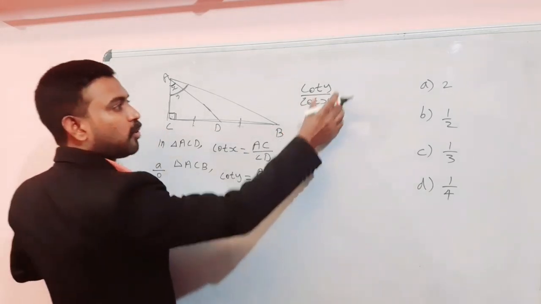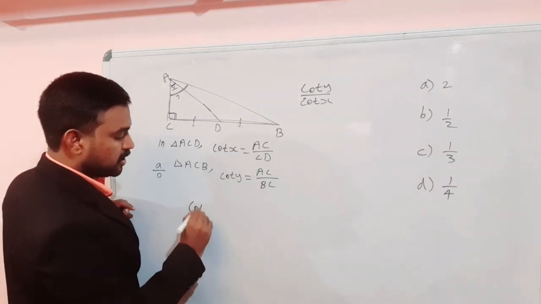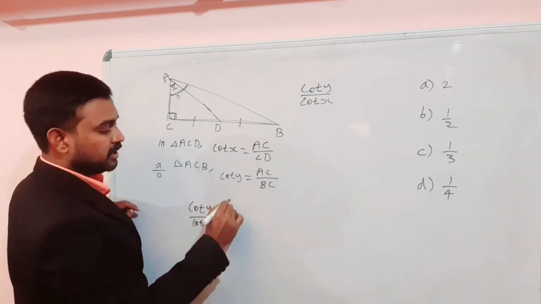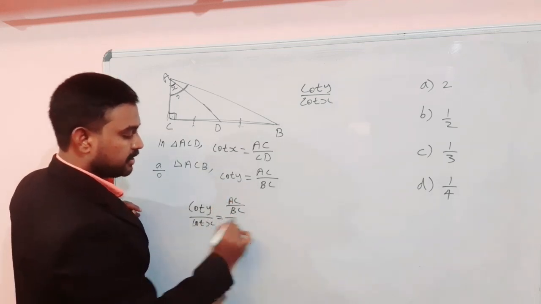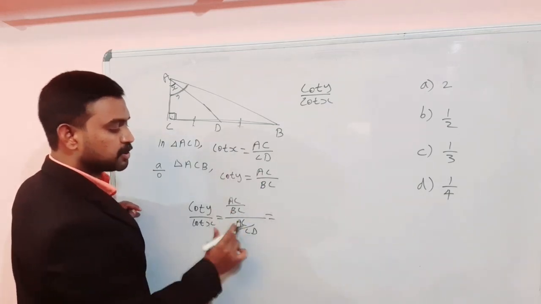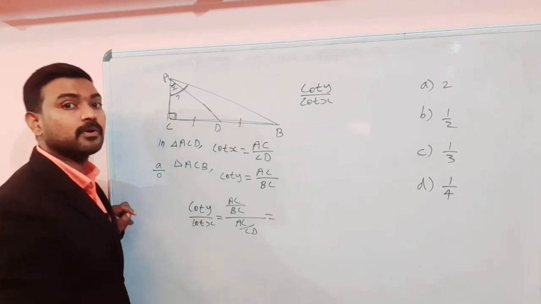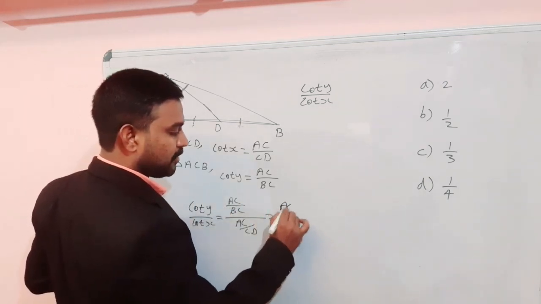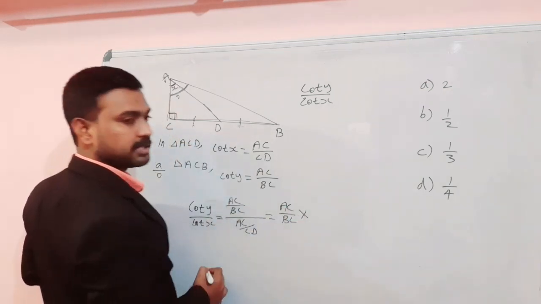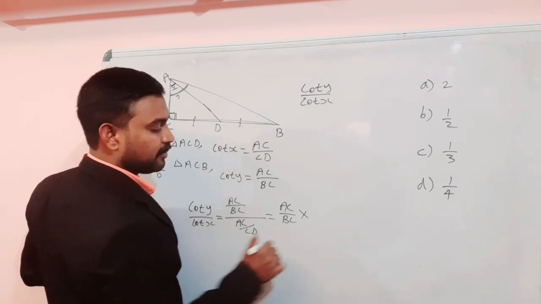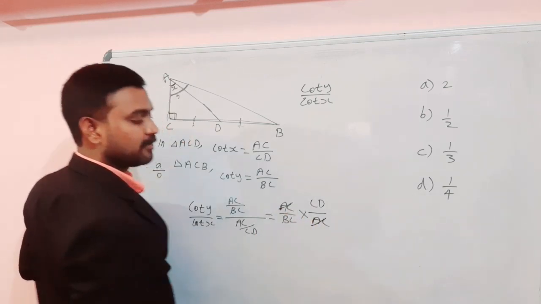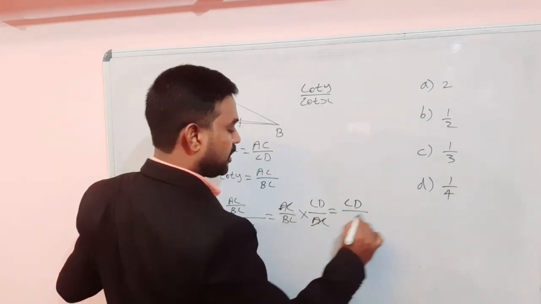Now the question: find cot y by cot x. So we can try to find cot y by cot x, which is equal to the value of cot y we got, AC by BC, divided by cot x we got, AC by CD. Here is the division of two rational numbers, so we can go for reciprocal multiplication. So AC by BC is written first, and instead of division we will use multiplication with the reciprocal. What is the reciprocal of AC by CD? That is CD by AC. So this AC and this AC will be cancelled. We will get CD by BC.